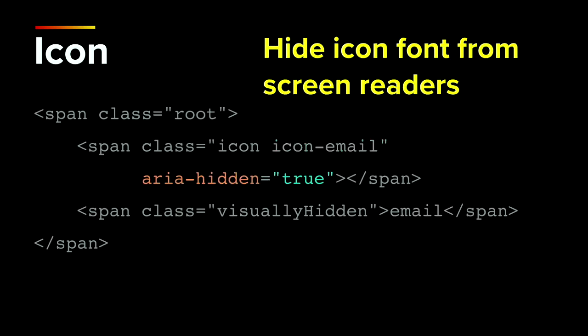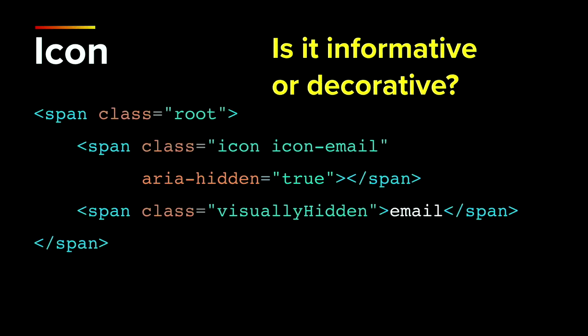So we need to hide the icon from screen readers, sprinkling in just a touch of ARIA. We added the ARIA attribute of ARIA hidden and set it to true. That will make sure that icon will not announce. And now we are ready to refactor this into a React component. But before we do, let's consider: is this an informative icon or a decorative one?